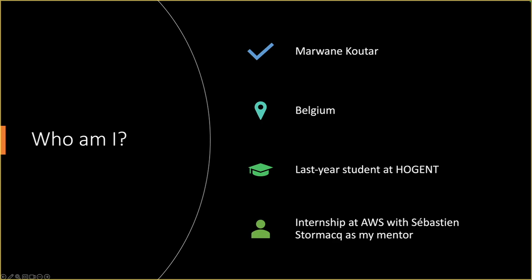Just a little. So, who am I? My name is Marwane Koutar. I'm from Belgium. I'm a last year student at HOGent, and I made this Visual Studio Code extension in the context of my internship at AWS with Sebastian Stormark as my mentor.